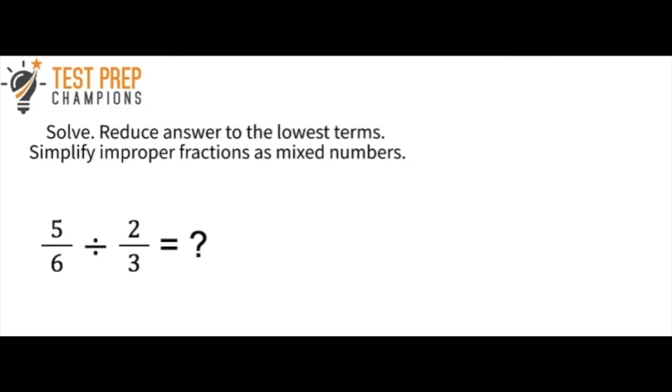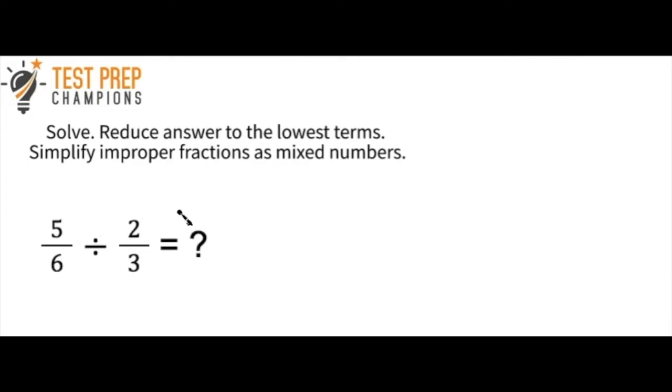So the next question has the same instructions except with one added step. It says simplify improper fractions as mixed numbers. And if you have no clue what that means, just try your best and then hopefully you'll learn something that can help you get a better score on GED math. So pause the video, give this your best shot, and then we'll go over how to do it.